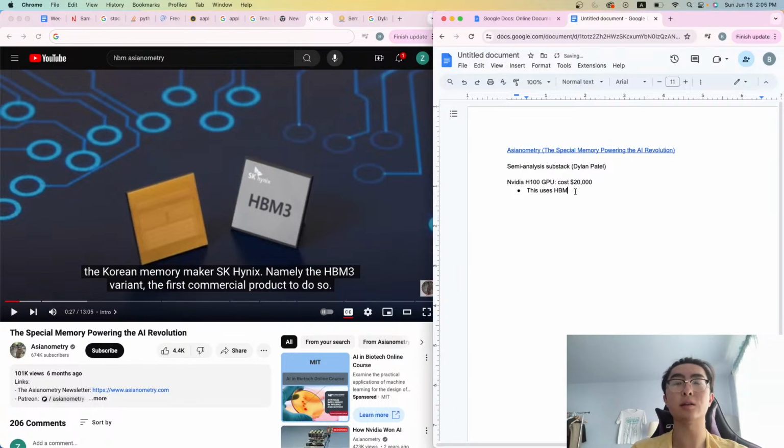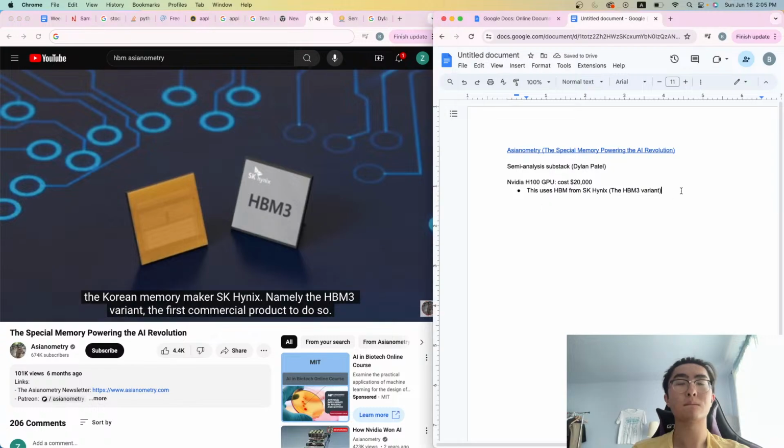Okay, so this uses HBM from SK Hynix. The HBM3 variant.